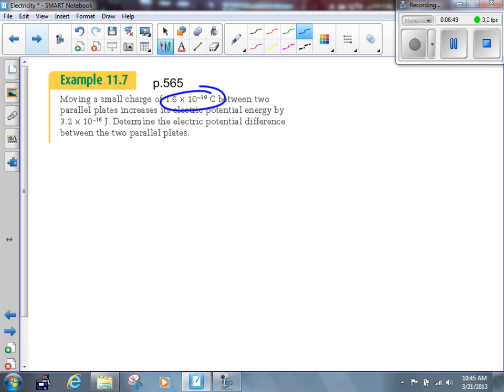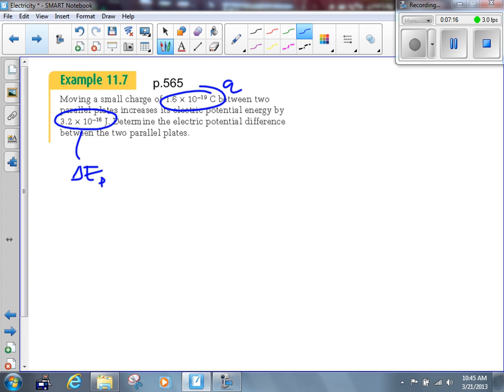This is going to be a charge, right? 1.6 times 10 to the minus 19 coulombs. Increases its electric potential energy by this much. What variable are we going to call that? Is that electric potential energy? Not quite. It's the change in electric potential energy. It's delta EP.